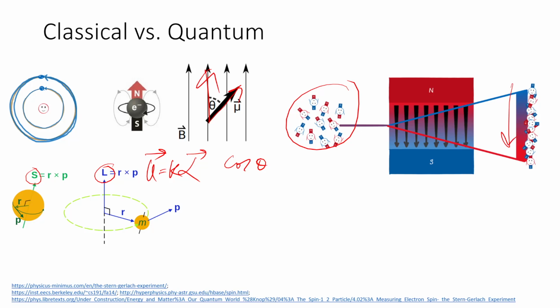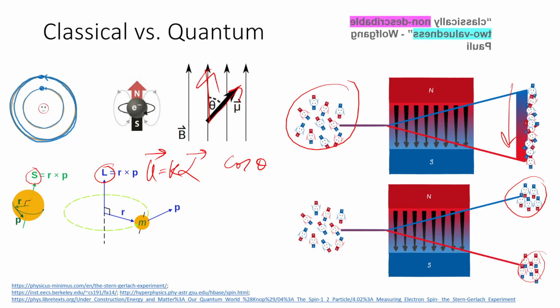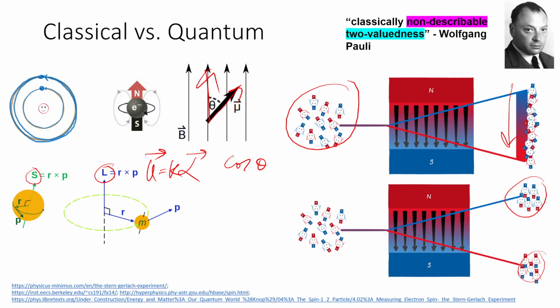But what actually happens is when these silver atoms go through this magnetic field, they get deflected only into two particular orientations. And this is this strange, classically non-describable two-valuedness, which the famous scientist Wolfgang Pauli described it as. So we're going to unpack more about this.